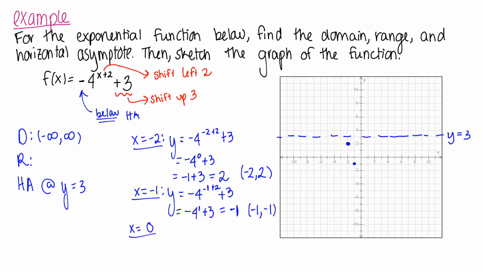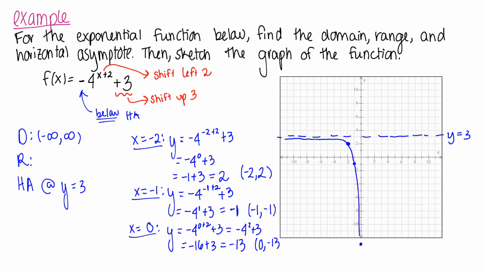And then let's try 0. So y equals -4 to the 0 plus 2 plus 3. We're going to run out of room here. So that's -4 squared plus 3. So -16 plus 3, -13. So this is (0, -13). We don't actually have a place for that, so that would be like down here. And our graph would look like this.